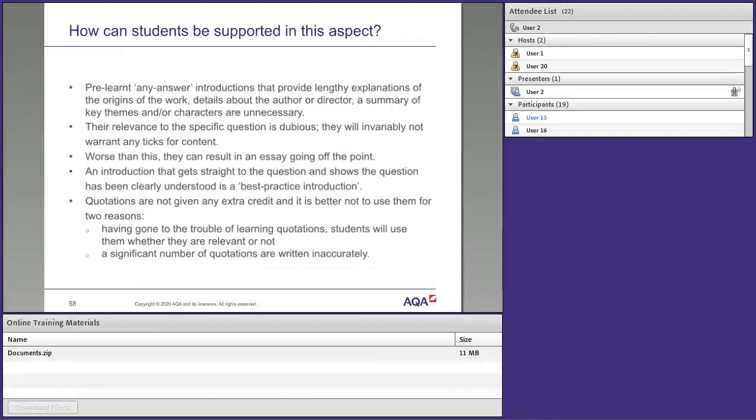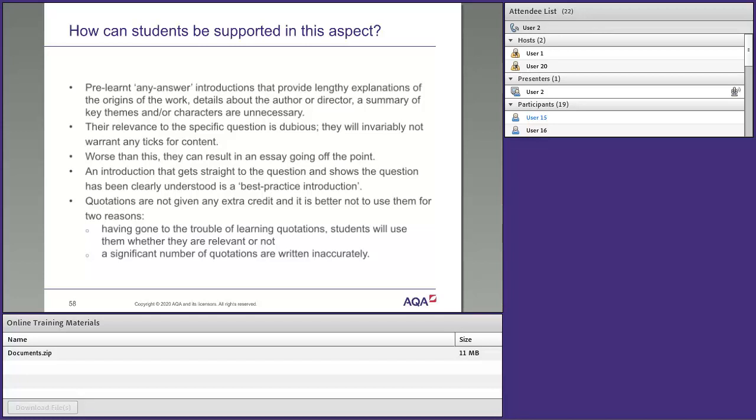Pre-learnt sort of any answer introductions that provide lengthy explanations of the origins of the work, details about the author or the director, a summary of the themes and/or the characters are unnecessary. Their relevance to the question is dubious, and they'll usually not warrant any ticks for content, and they can actually result in an essay going off the point.